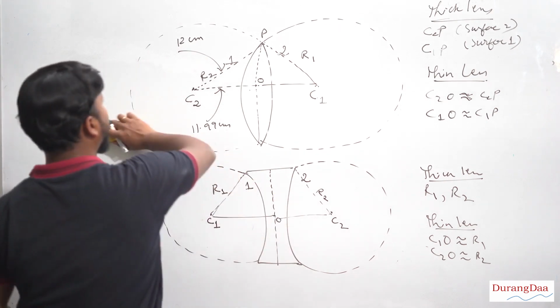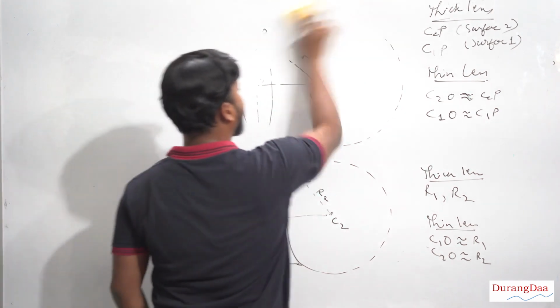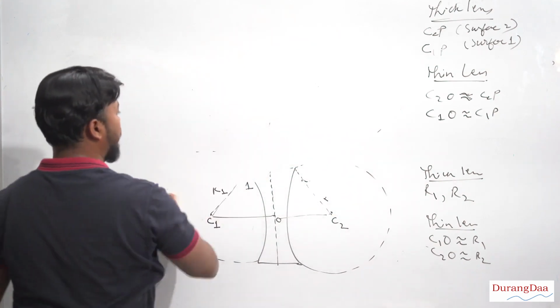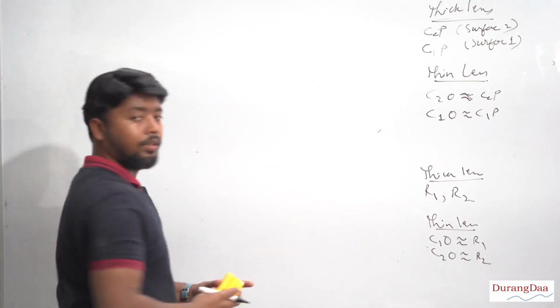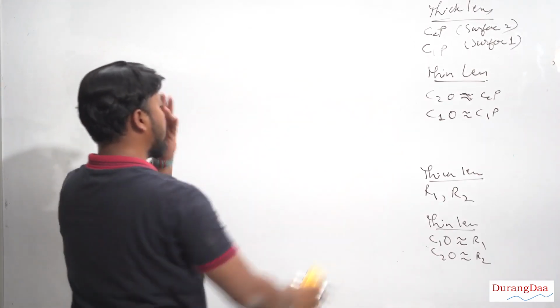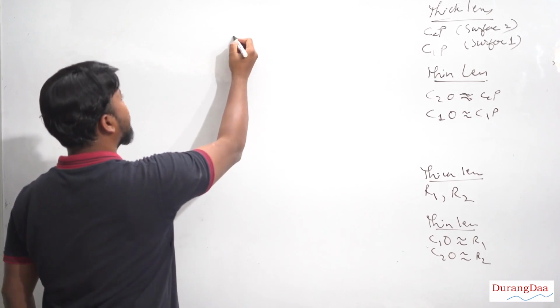The next term which you have to do is the principal axis. Already you have understood the center of curvature and radius of curvature. So the principal axis is very simple.